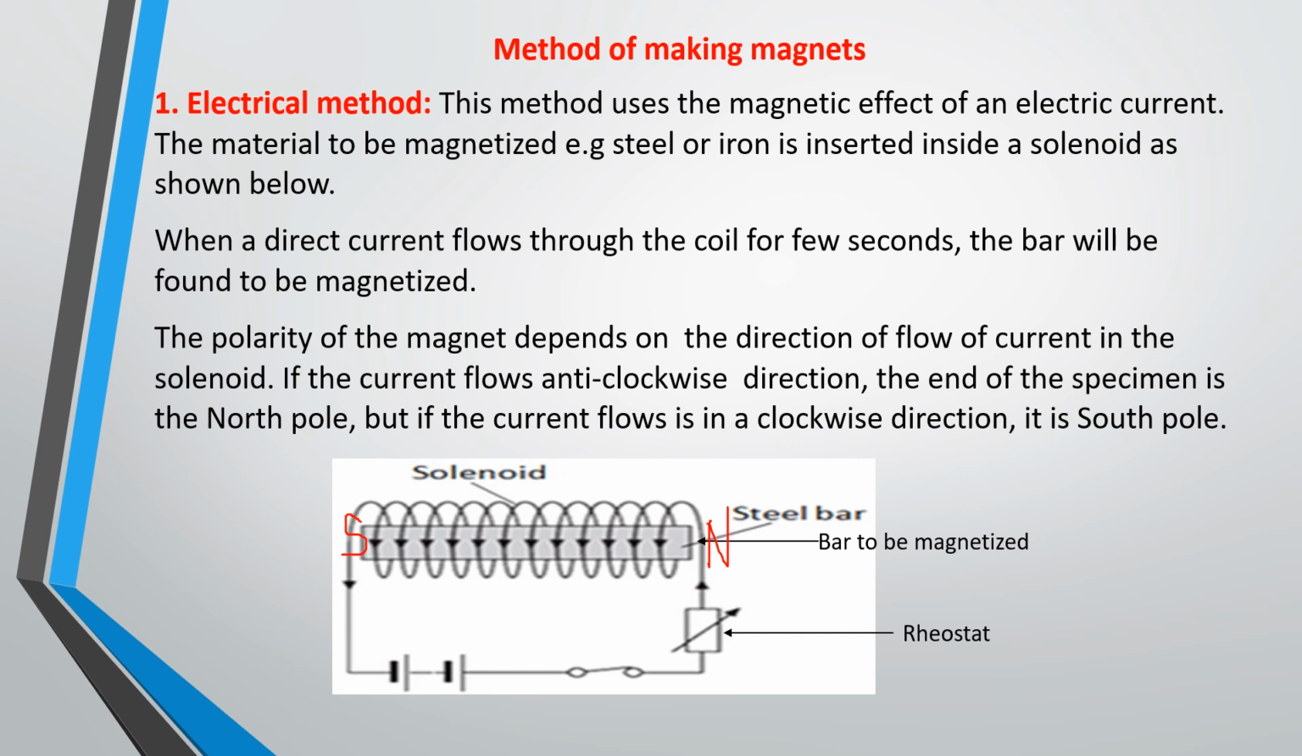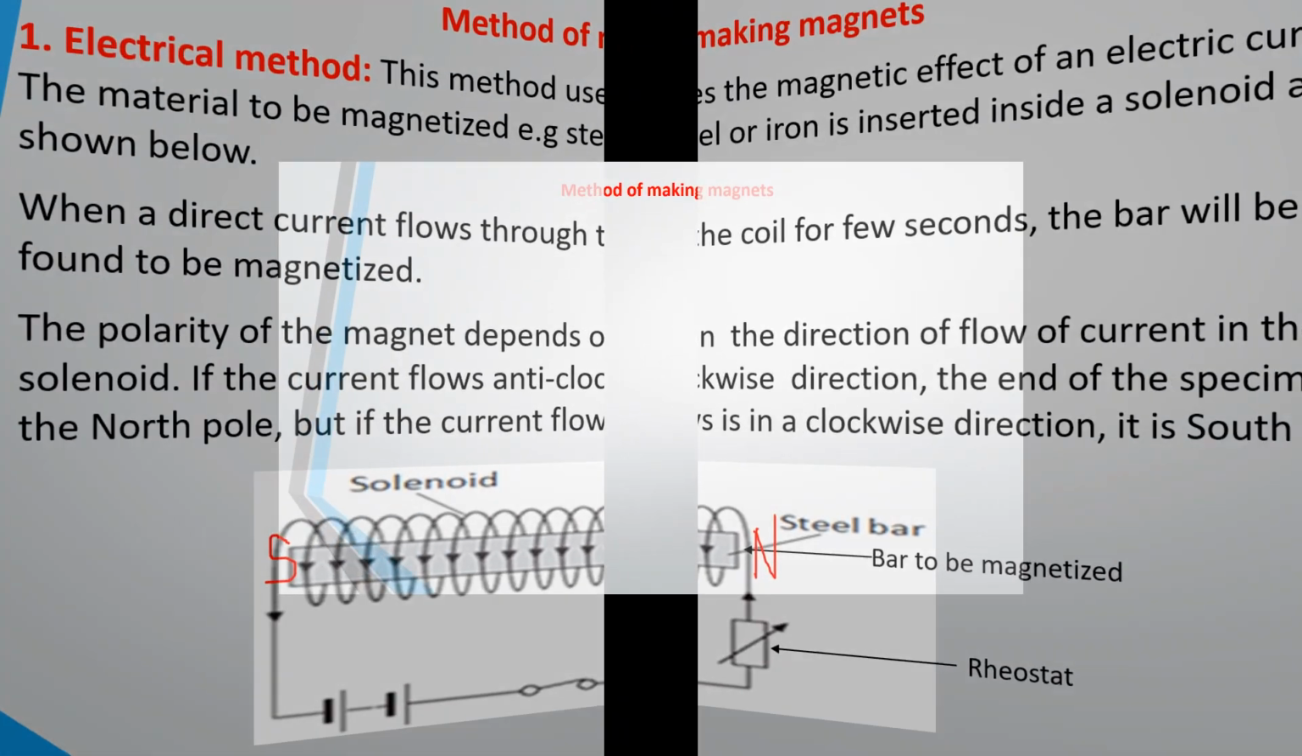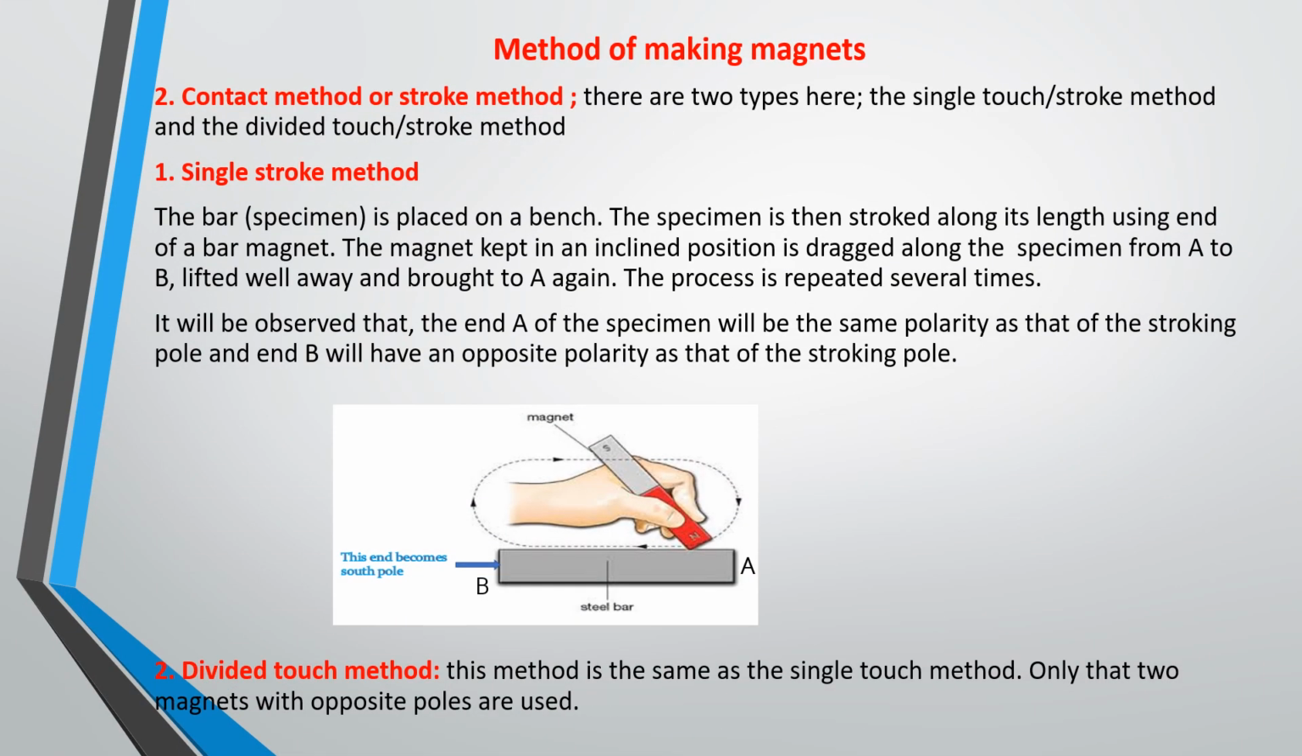Okay, so the other method for producing a magnet is the single touch stroke method or the divided touch stroke method, and these methods are under the contact method for producing a magnet. So you have the electrical method for making magnets. You also have the contact method for making magnets. Okay, so as I said, you have the contact method or stroke method of making a magnet, and there are two types. You have the single stroke or the divided touch stroke.